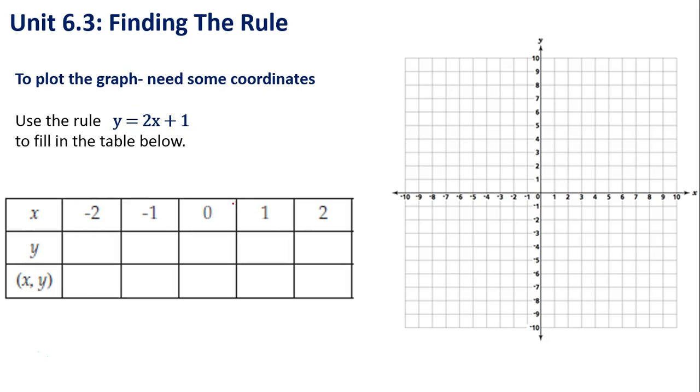If we substitute x equals 2 into that equation, we end up with y being 5. If we substitute x equals 1, y will be 3, and so on. And then we can plot those points on the Cartesian plane to show our linear relationship.